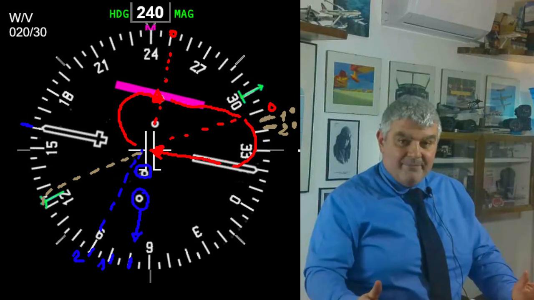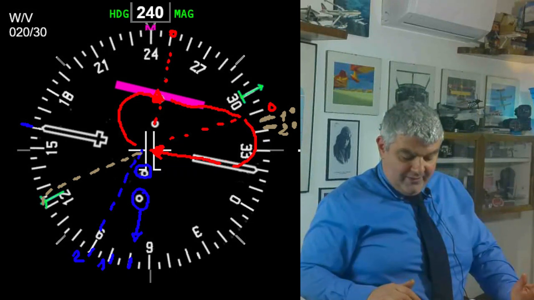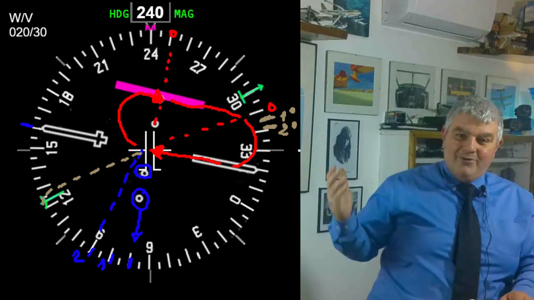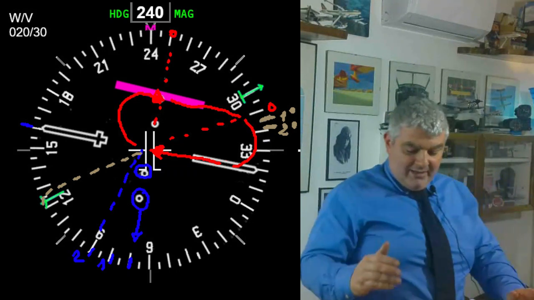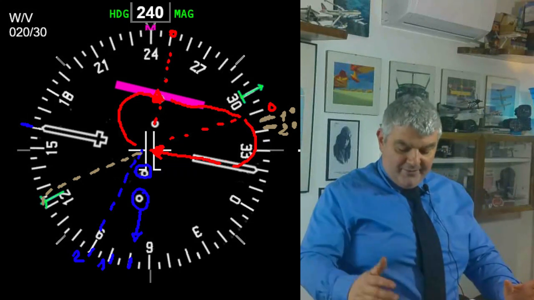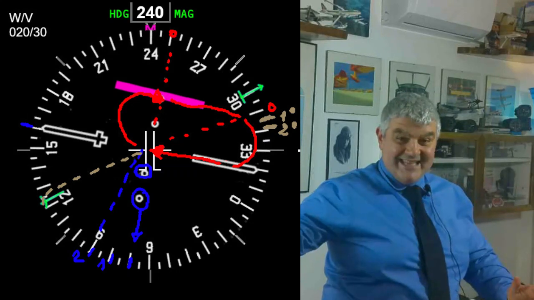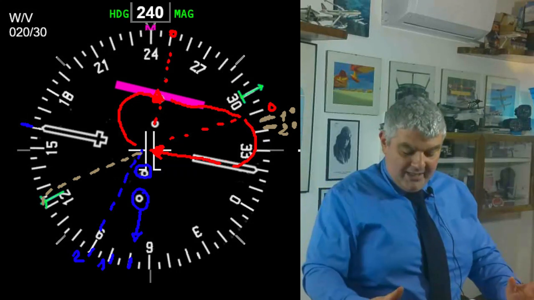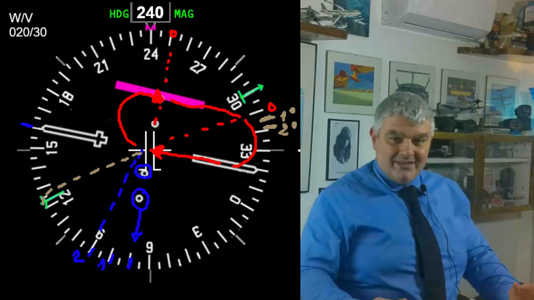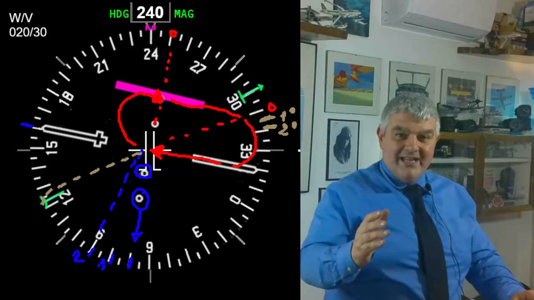Well, as I say, it's gonna be track 310. Track 310 with this very strong crosswind, 030 at 30 knots, which is again gonna be all crosswind. So again, I'm gonna have an 8 degrees wind correction angle. So if the first heading was 314, well, to make track 310 plus 8, I would probably be on the second heading on heading 318 to make a track of 310.